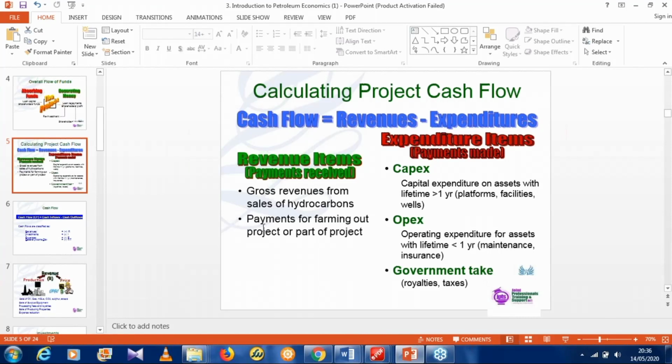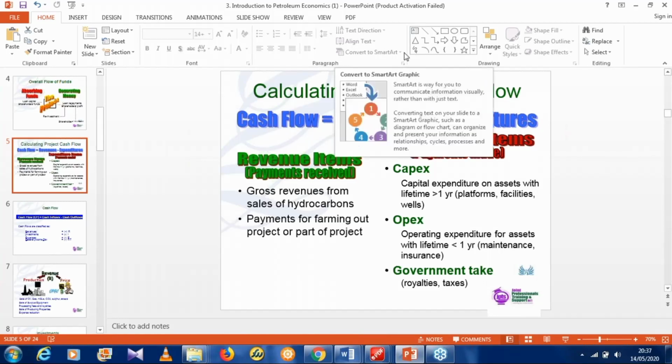Then for the expenditure items, we have CAPEX, which means capital expenditure, and government take, meaning royalties and taxes. CAPEX is the money spent on assets with a long lifetime, in this case platforms, facilities or even the wells themselves, like I earlier explained. Then OPEX is the operating expenditure, which is usually for a period of less than one year, for example insurance or maintenance. Royalties and taxes all fall under government.